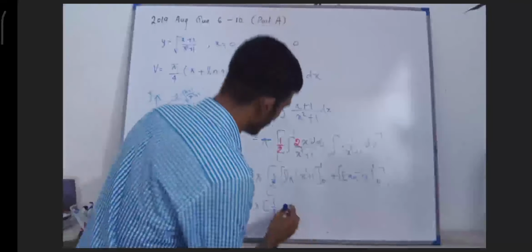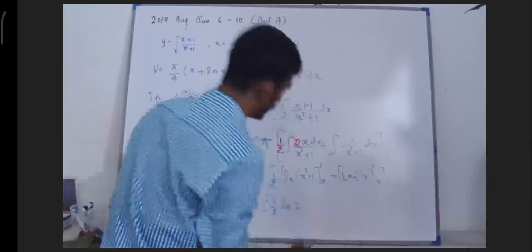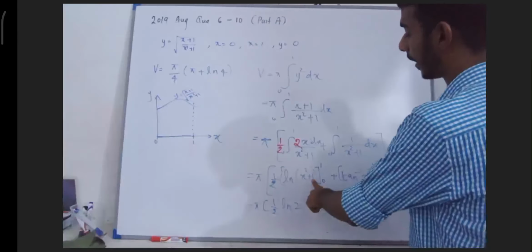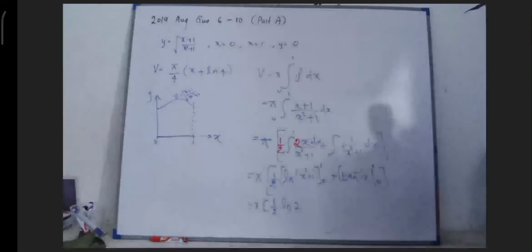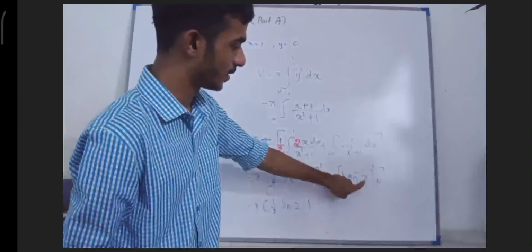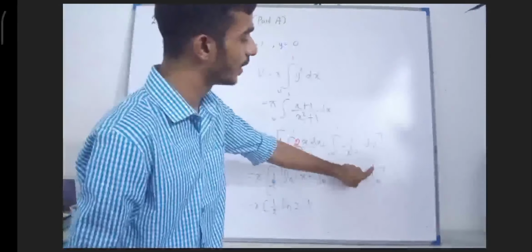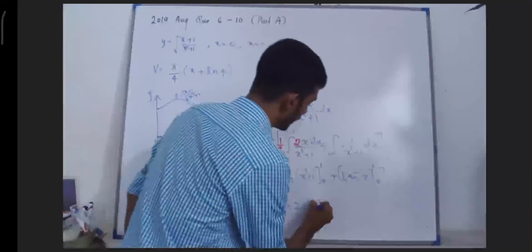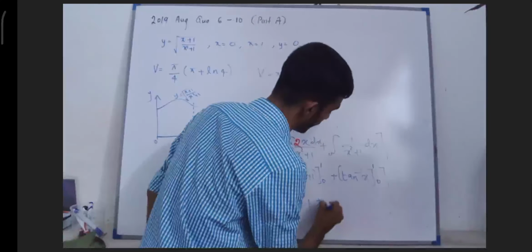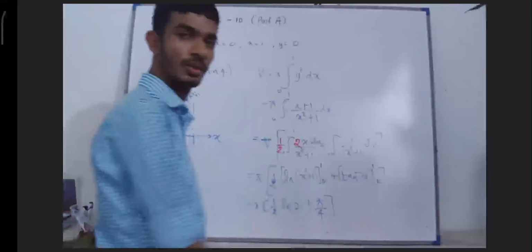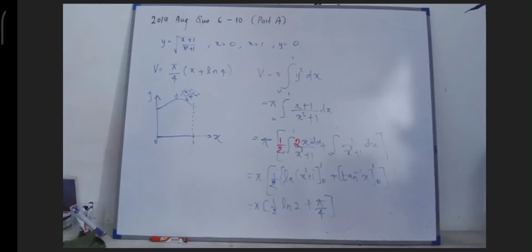Okay. If I substitute 1, ln(1 plus 1), so ln 2. Then ln 1 would become 0, so I don't need to write that one. Plus again tan inverse x, that is tan inverse 1, which is equal to pi by 4. Pi by 4, then it will give you 0, so I don't need to write that one also.